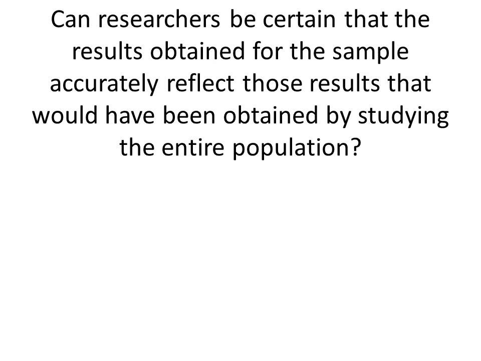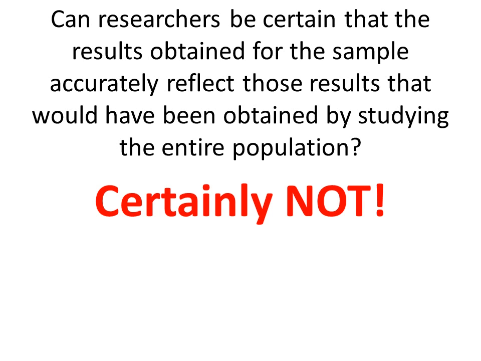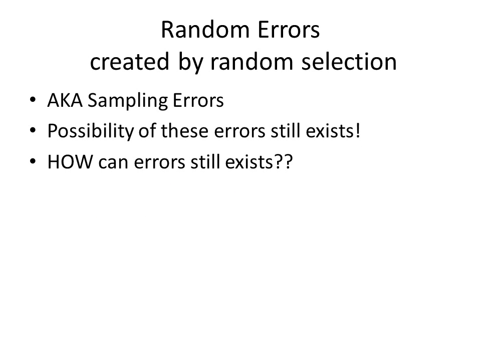Can researchers be certain that results obtained for the sample accurately reflect those results that would have been obtained by studying the entire population? Certainly not. Random errors created by random selection are called sampling errors by statisticians. There is still a possibility sampling errors will exist. But how can errors still exist?